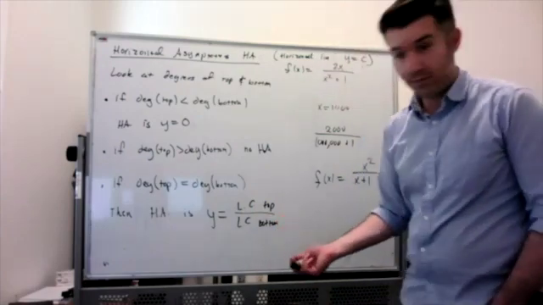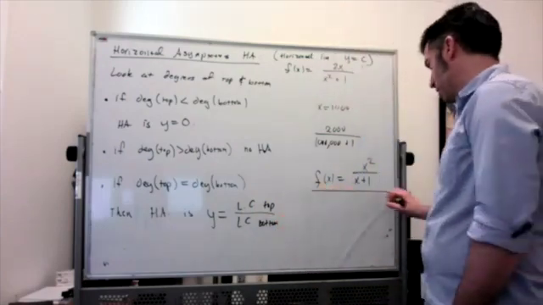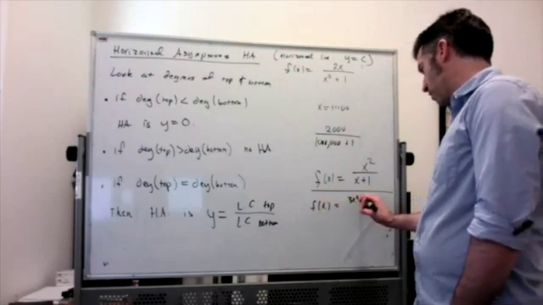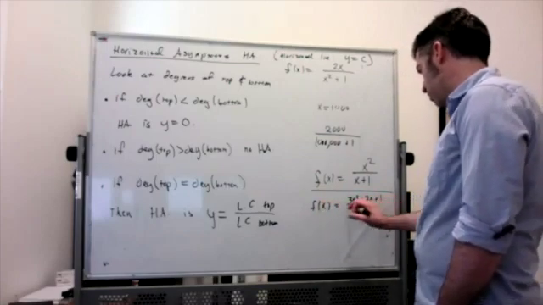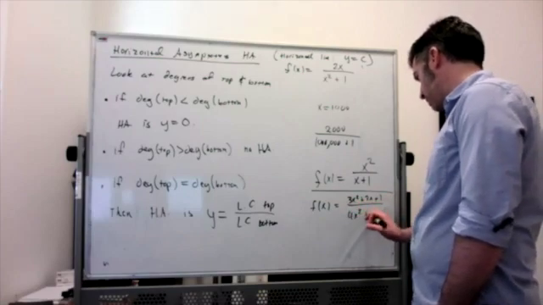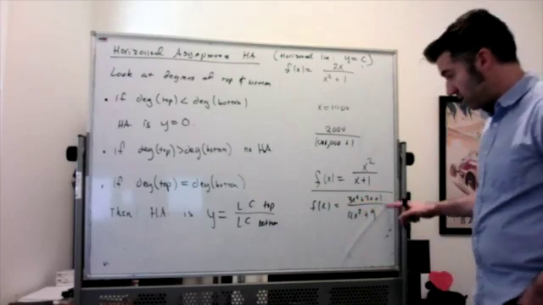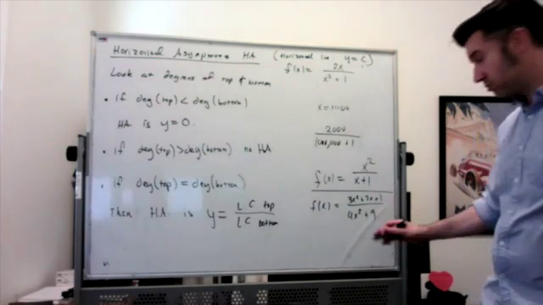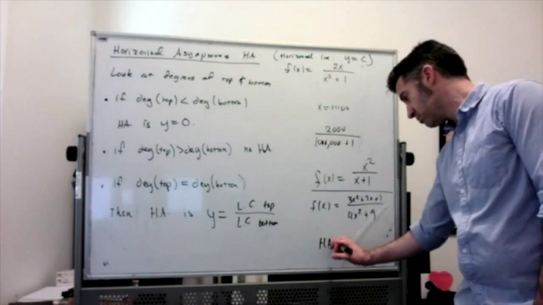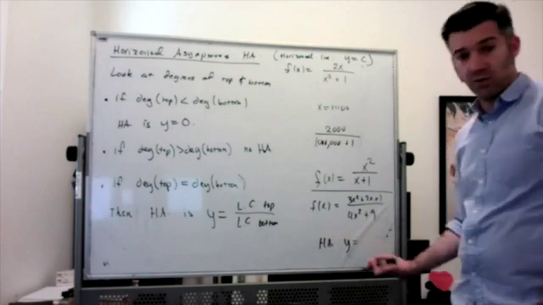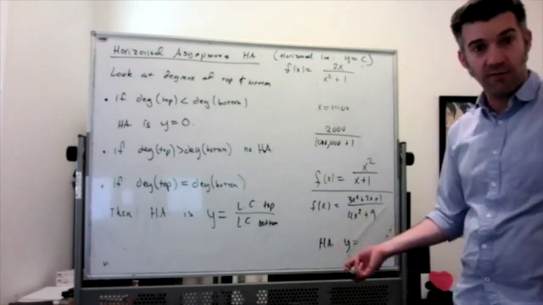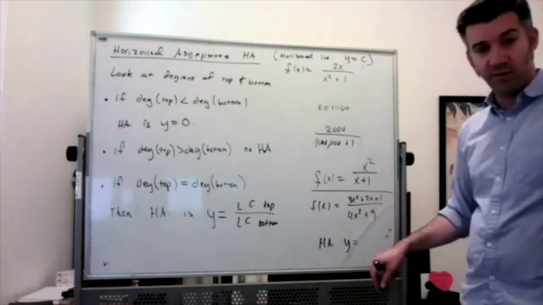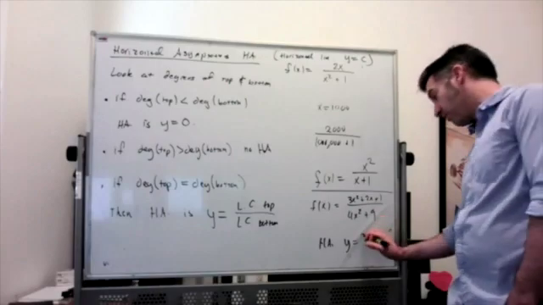So for example, I'll give you 2 examples. If my function is 3x squared plus 2x plus 1 over 4x squared plus 9, the degrees are the same. What's the horizontal asymptote going to be? It's going to be y equal to the quotient of the leading coefficients. The leading coefficient on the top is 3. The leading coefficient on the bottom is 4. So the horizontal asymptote would be 3/4.